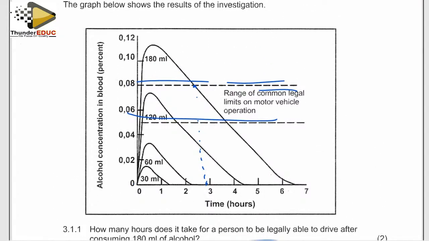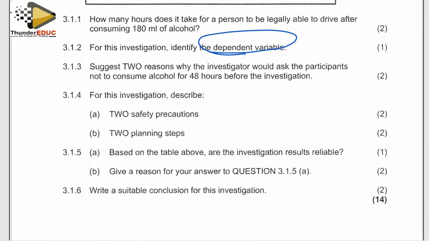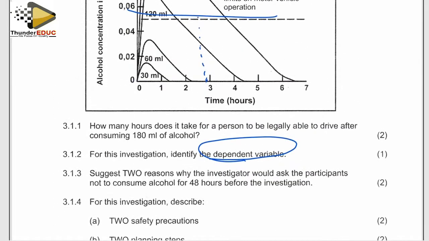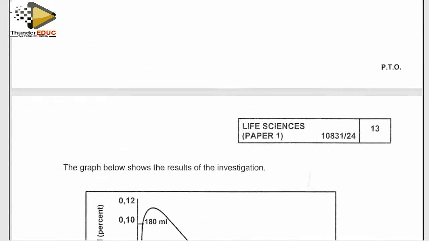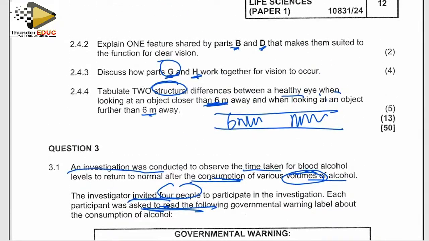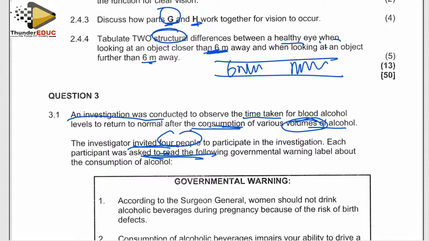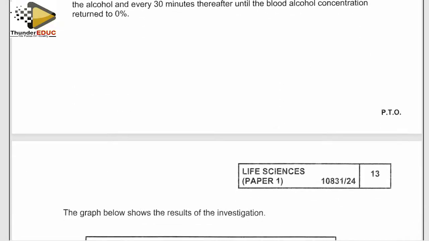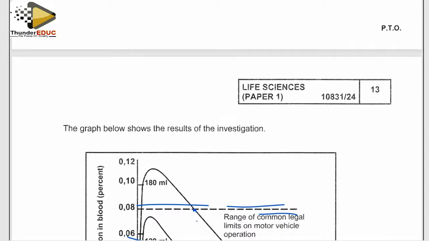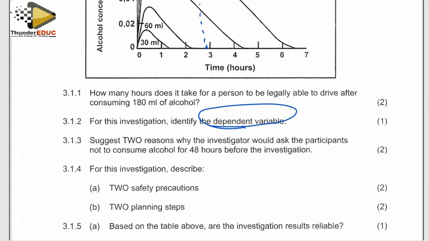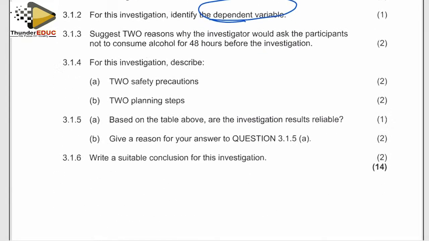Then they're saying planning conditions. We say that we educate them. We educated them and sent them an invite so that they can come. He didn't just go and take everyone. The investigator sent an invite, meaning he asked permission for them to participate in this investigation.